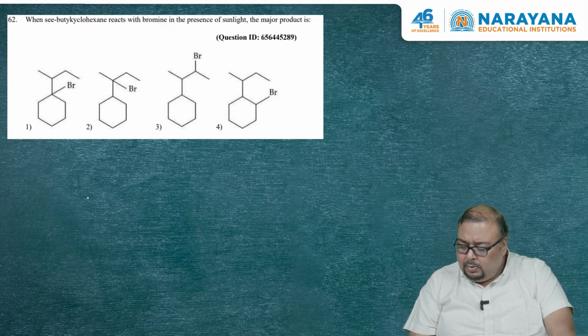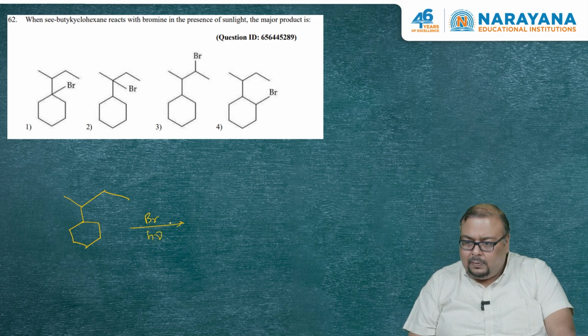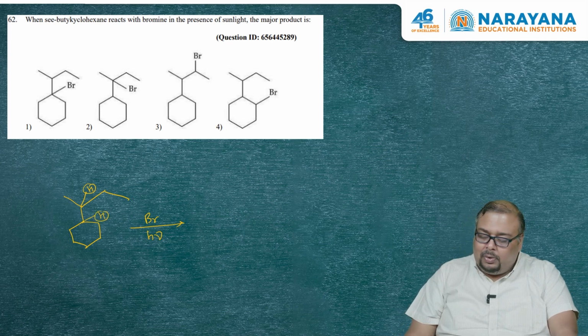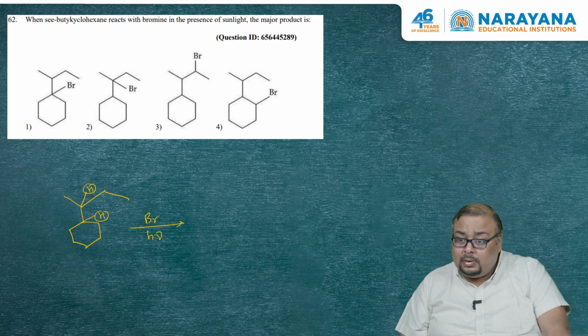Reaction between sec-butyl cyclohexane with bromine in presence of sunlight. So let us draw the molecule first. This is secondary butyl cyclohexane and we are reacting it with bromine. Now, bromination is a selective reaction. It selectively prefers 3-degree hydrogens. There are two 3-degree hydrogens here, one is this and another is this. Both are candidates, but the more reactive 3-degree hydrogen will be preferred.